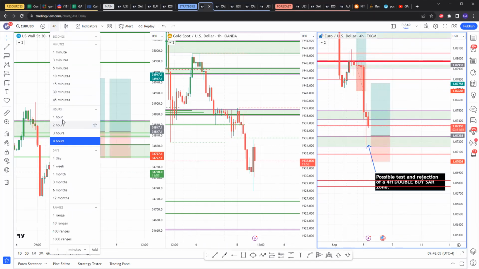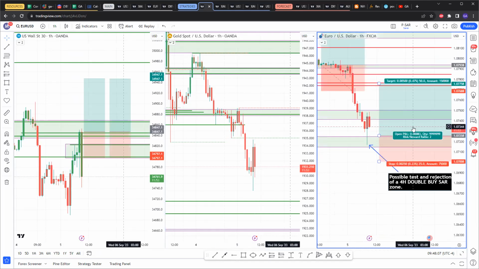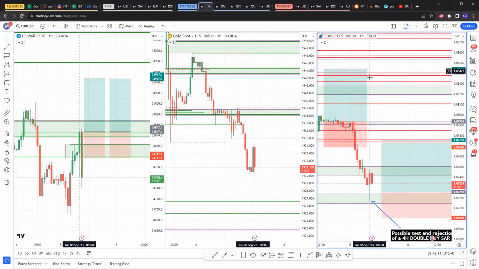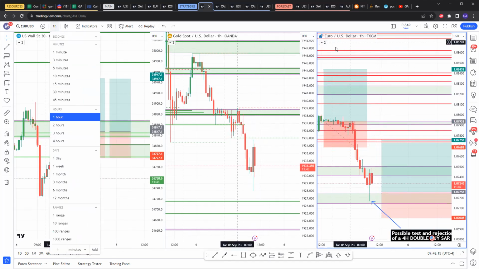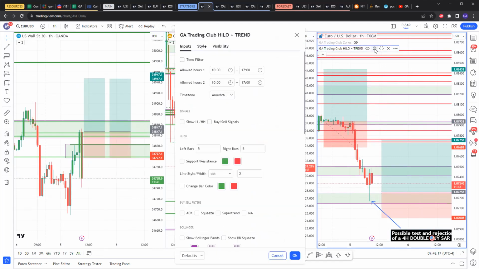If I go on the 1-hour, we probably have more entries on the 1-hour. We have this double SAR right there. We have all these double SARs and triple SARs up there. But until then, I am still bullish on EU.